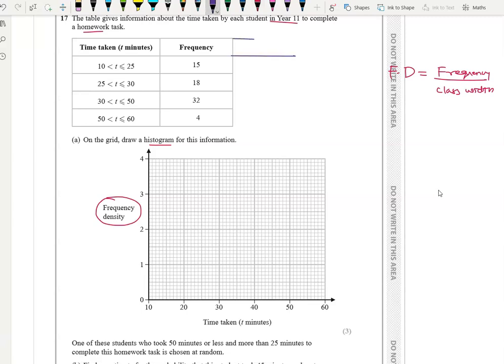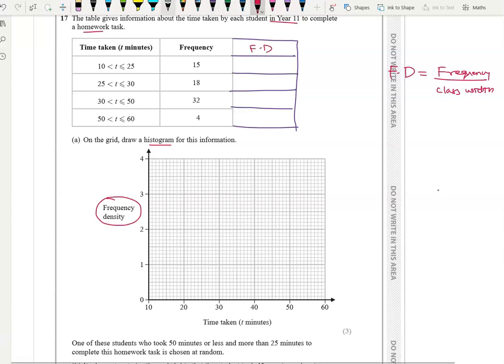Okay, so what we will do here is we will add one more column here to work out frequency density. Okay, so for the first one, the frequency is 15 divided by the class width. So 25 minus 10 is 15. So 15 divided by 15, so frequency density is 1. For the second one, the frequency is 18 divided by the class width 30 and 25. The difference is 5, so divide by 5. 18 divided by 5 will give you 3.6.